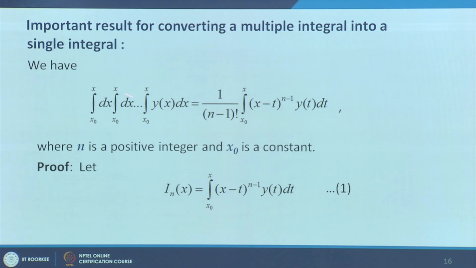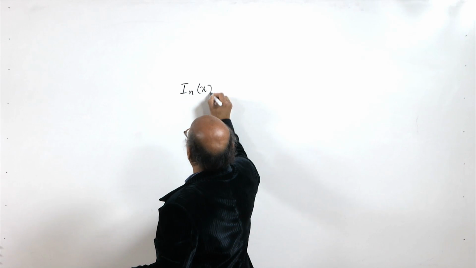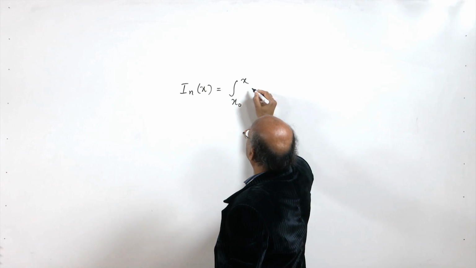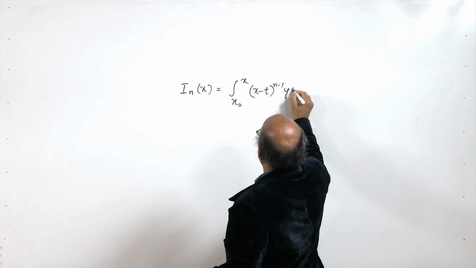So, the n integrals can be converted into a single integral. Now, here n is a positive integer and x naught is a constant. So, let us discuss the proof of this. Let us consider I_n(x) equal to the integral from x naught to x of (x minus t) raised to the power n minus 1, times y(t) dt. So, let us define I_n(x) equal to the integral from x naught to x of (x minus t) raised to the power n minus 1, times y(t) dt.